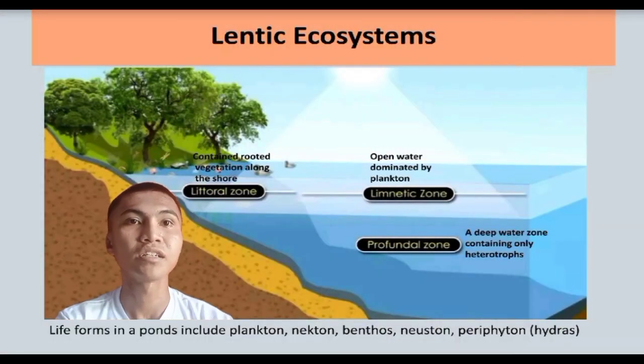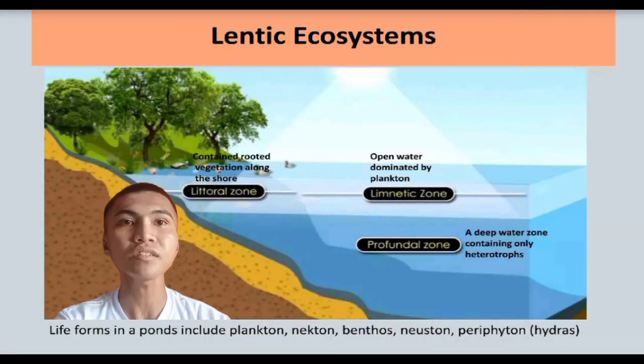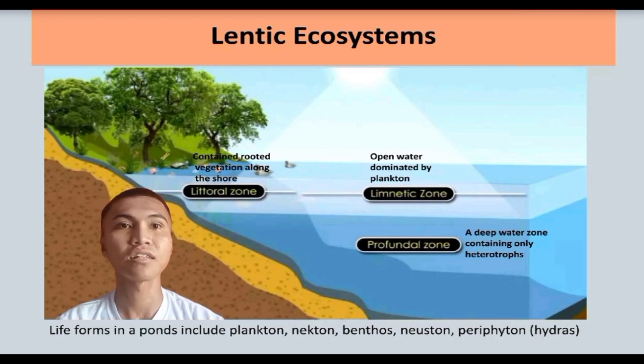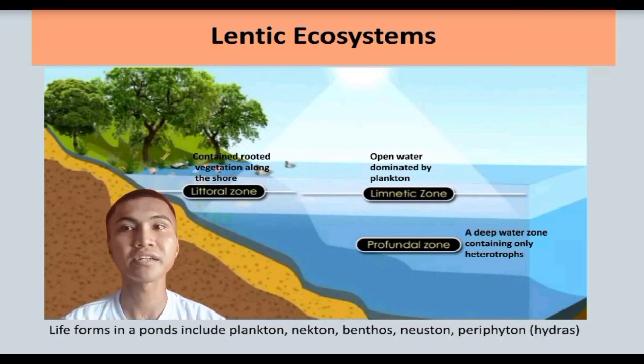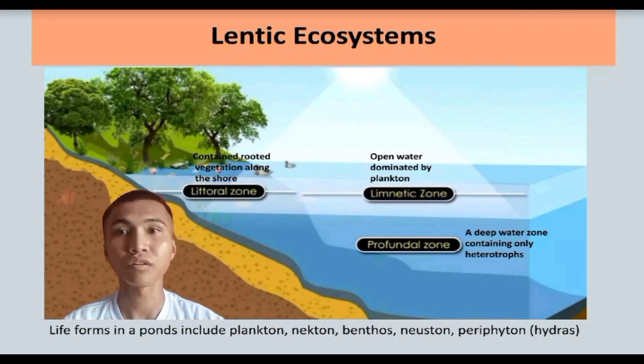So a lentic zone has three zones. First is the littoral zone. The littoral zone is the shallow area near the shore of a lake or ocean where sunlight penetrates to the bottom, supporting plant and animal life.